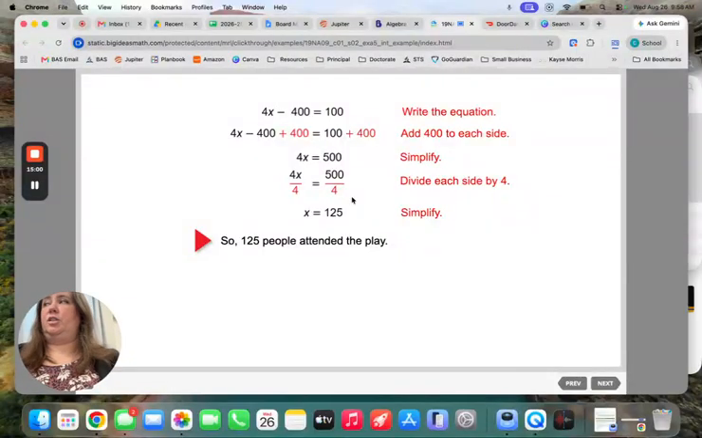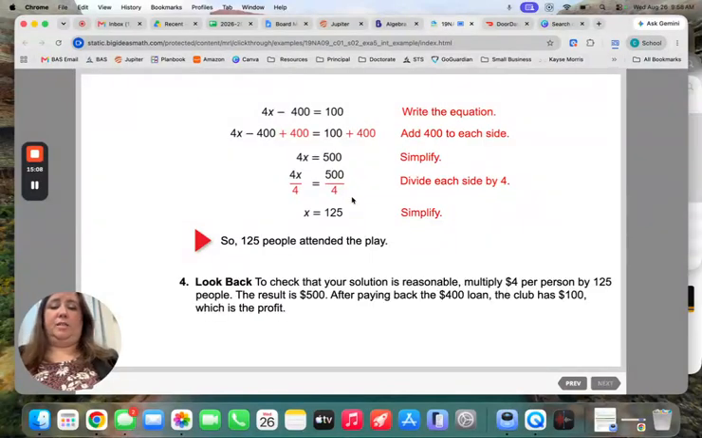Yes, Neil, to answer your question, the amount of cash that came in the door was $500. Way to do that in your head. It's good recognition. But the question was asking how many people did we sell tickets to? So 125 people. Any questions?